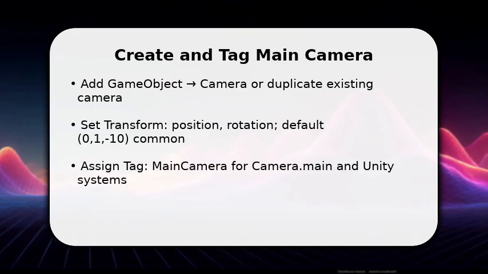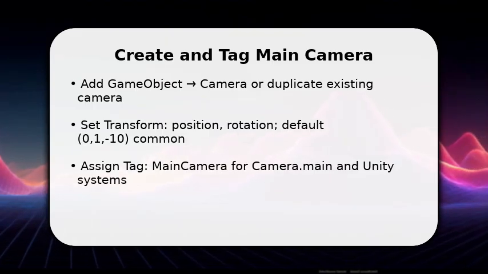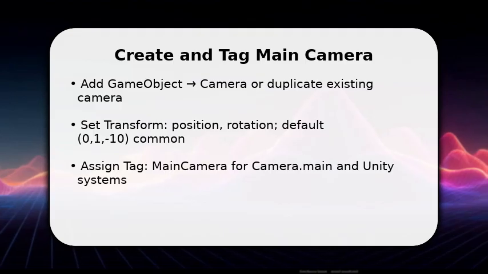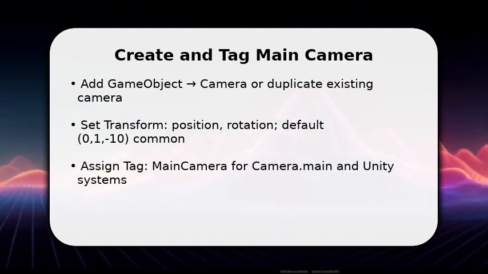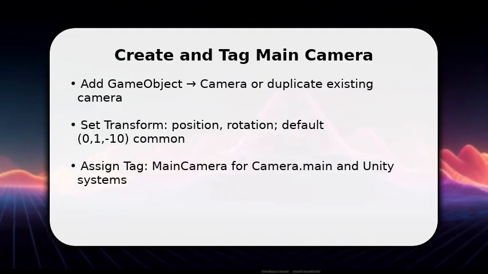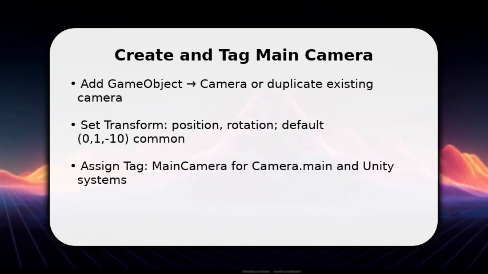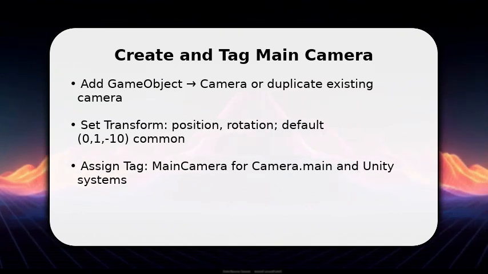Once done, configure clear flags to skybox or solid color and choose a background color. Make sure culling mask includes the layers you want visible. These first steps establish intent and let you iterate on framing quickly.